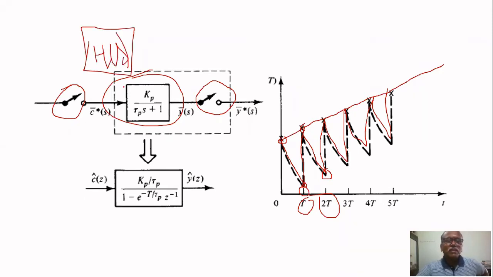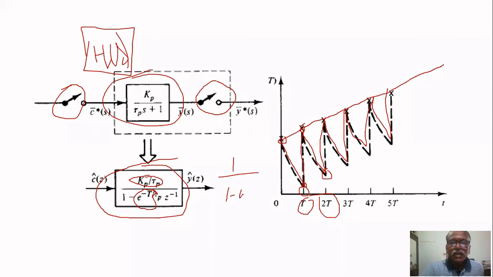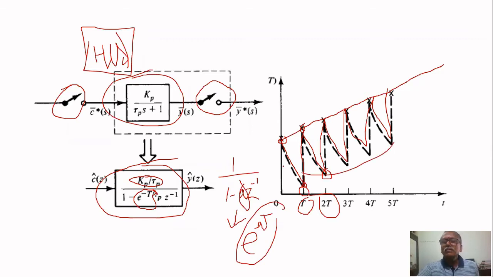The hold circuit must precede this function, for this system. So then what is this? You notice that, suppose this is constant. This is also constant, means what will happen? 1 by 1 minus a z inverse. Then if you find the transfer function, you will get e power minus at. If this is not constant, that way this will happen.